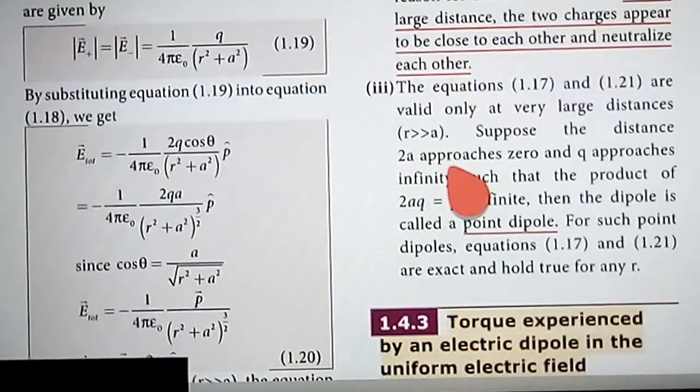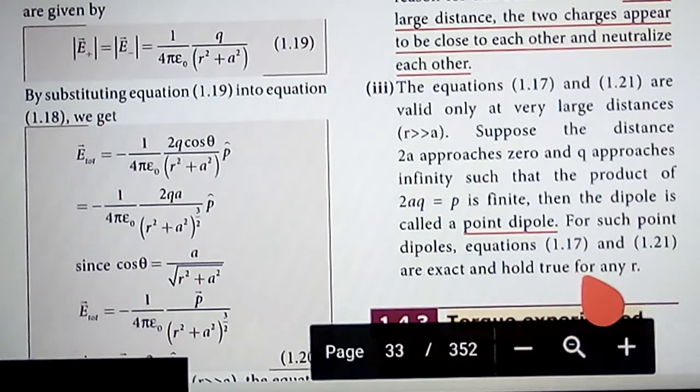Now, these two equations 1.17 and 1.21 are valid only at very large distances. That means r is greater than a. Suppose the distance 2a approaches 0 and q approaches infinity, such that the product 2aq equal to p is finite, then the dipole is called a point dipole. So for those point dipoles, the equations will be exact and will be true for any distance r.